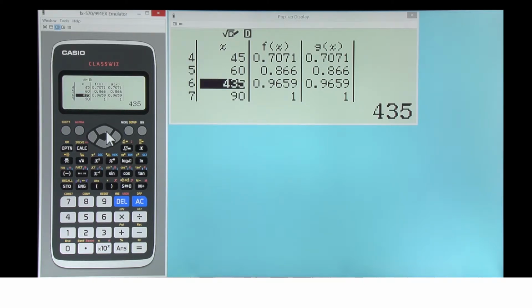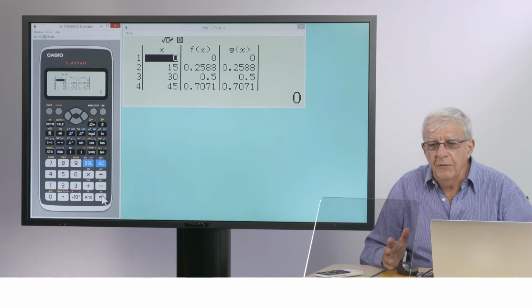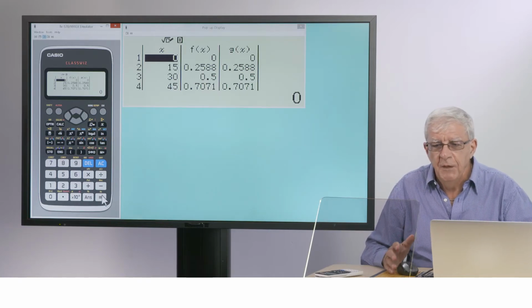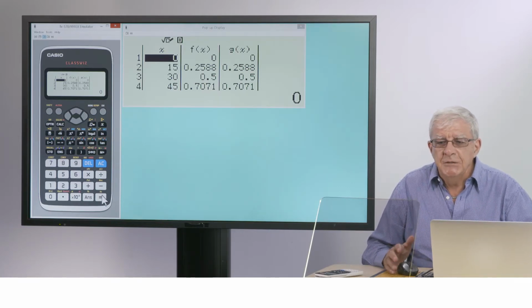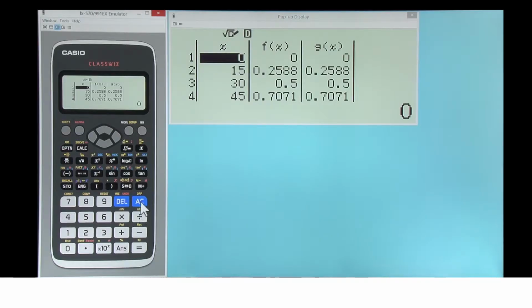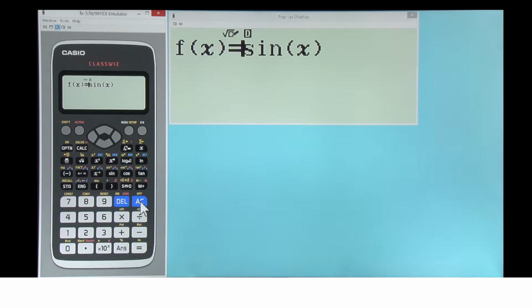Similar explorations to these can of course be undertaken with the cosine function instead of the sine function. But let's look now at some relationships between the sine and the cosine functions. So we'll clear here, we've already got the sine function, and instead of this function I'm going to clear that function and we'll enter the cosine function, cos of x.